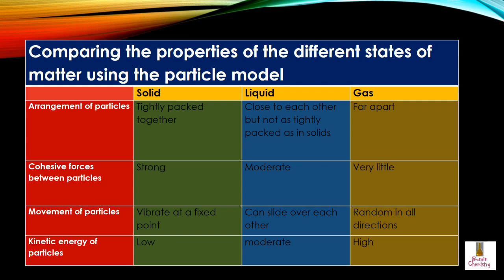Comparing the properties of these different states of matter using the particle model, there are 4 things you will need to cover when you do this. Number 1, arrangement of particles. 2, the cohesive forces between particles. 3, the movement of the particles. And 4, the kinetic energy of the particles.